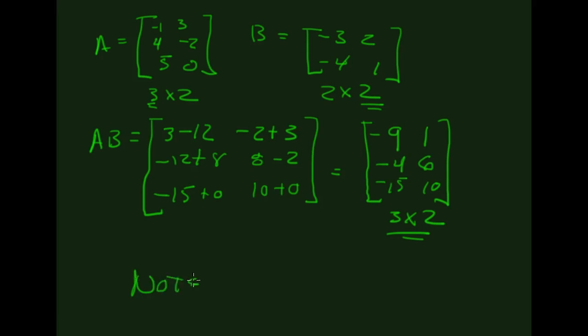So I want to note something. AB does not equal BA. This is really, really important. There is no commutative property of multiplication here. It wouldn't even work. You can't multiply these even by dimension going the other way. So we don't get any commutative property.